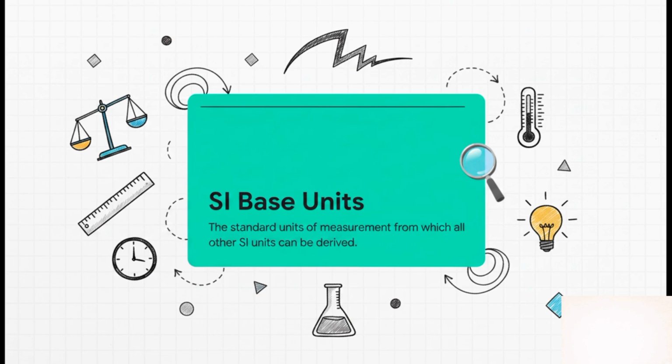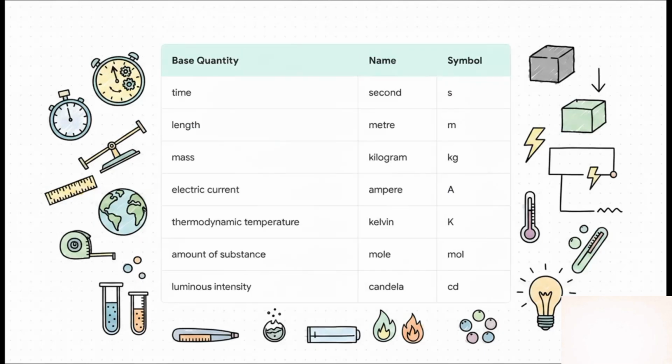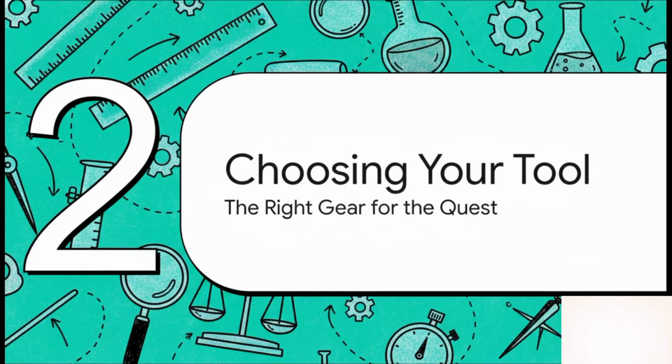They are the 7 fundamental building blocks that pretty much every other measurement is constructed from. And here they are, the magnificent 7. You've got the second for time, the meter for length, the kilogram for mass, and a few others. This table is basically the alphabet for the language of science. With just these 7 units, we can describe and measure almost anything in the entire universe. How cool is that?